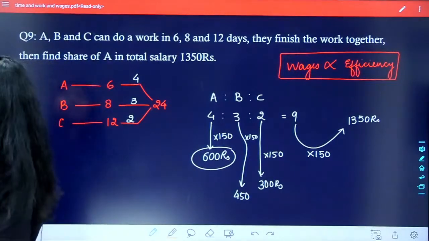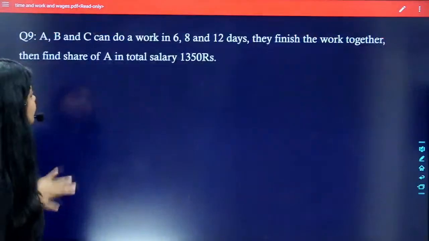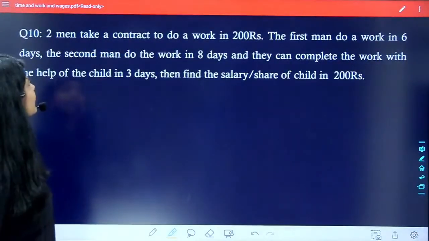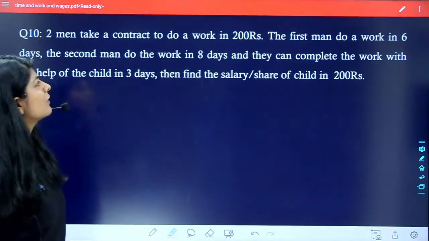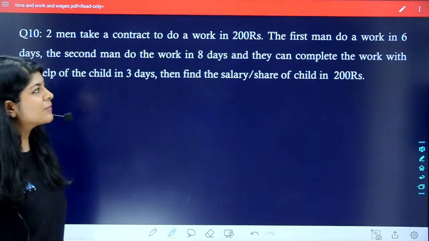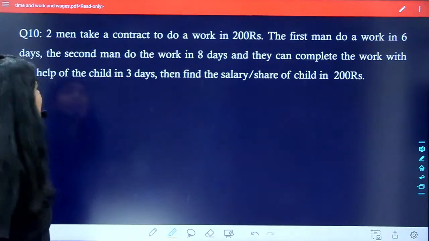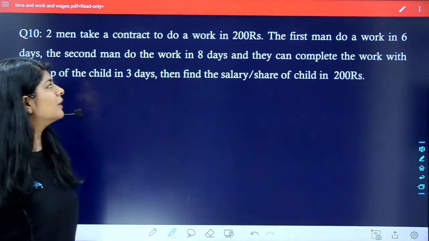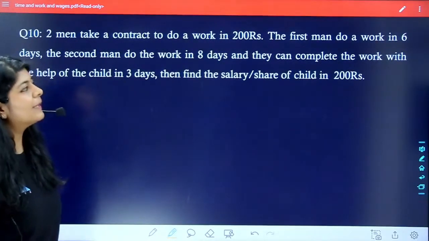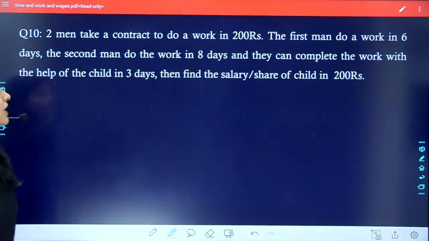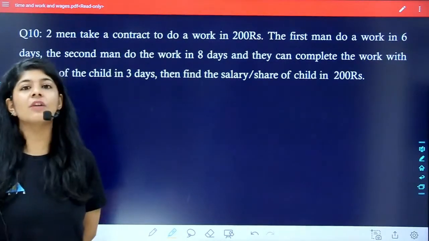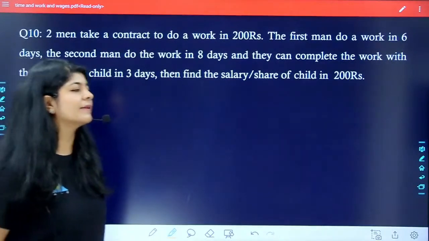Okay, now let's move to the next question. It is given that two men take a contract to do a work in 200 rupees. The first man does the work in 6 days, the second man does the work in 8 days, and they can complete the work with the help of a child in 3 days. Then find the salary or share of the child in 200 rupees.